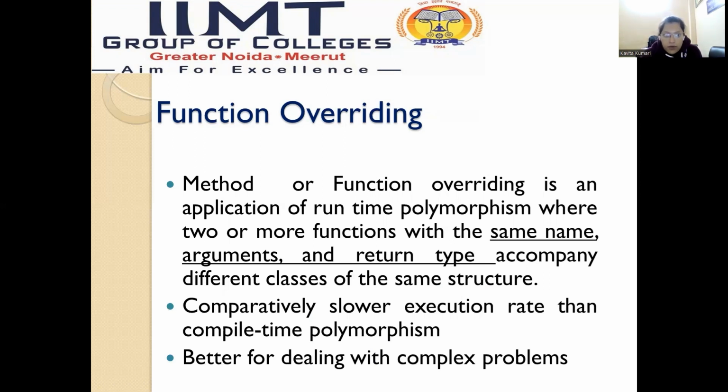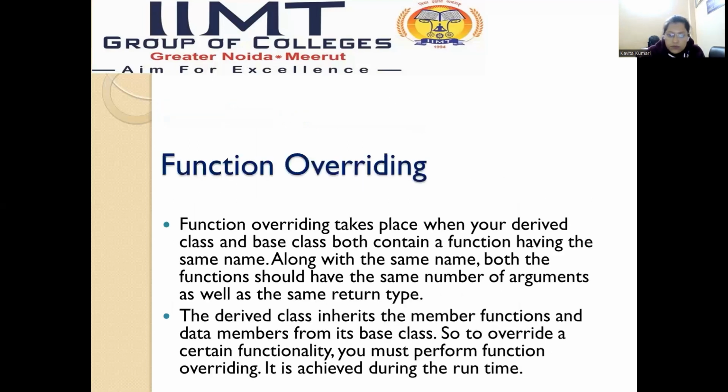Let's discuss more what function overriding is. Function overriding is an application of runtime polymorphism where two or more functions with the same name and same arguments are present in different classes of the same structure. Okay. This I already discussed with you, that function overriding takes place when the derived class and the base class both contain functions having the same name. Because only in that case do we have functions with the same name and with the same number of arguments.